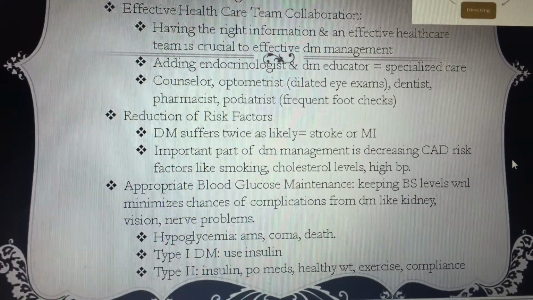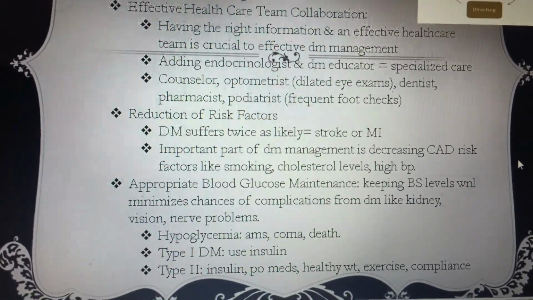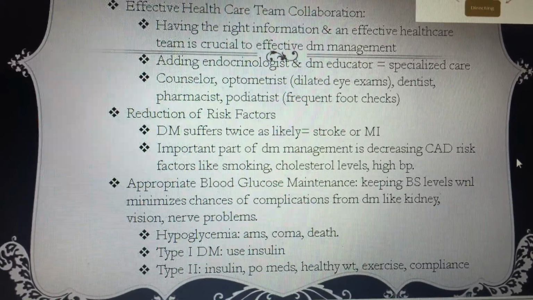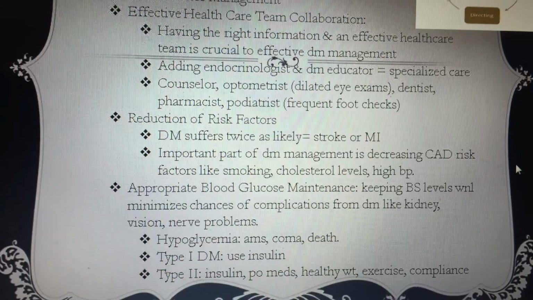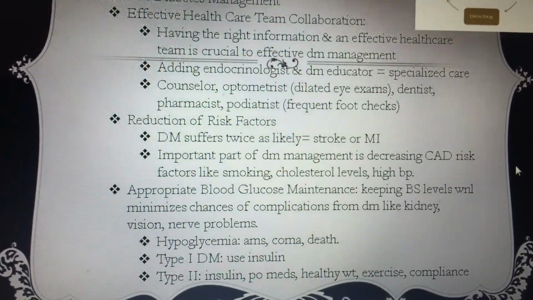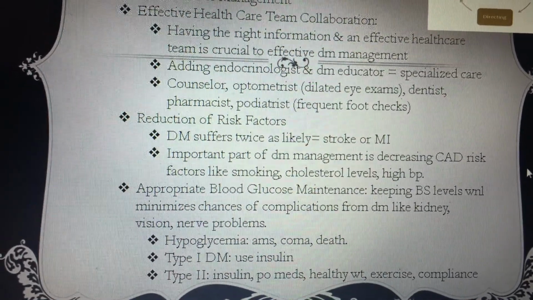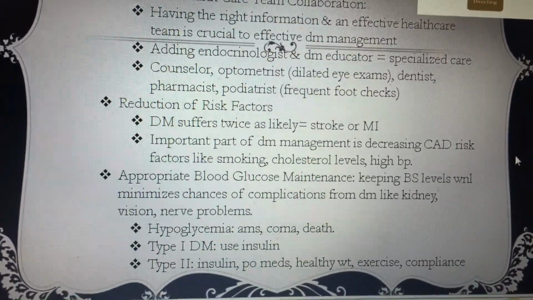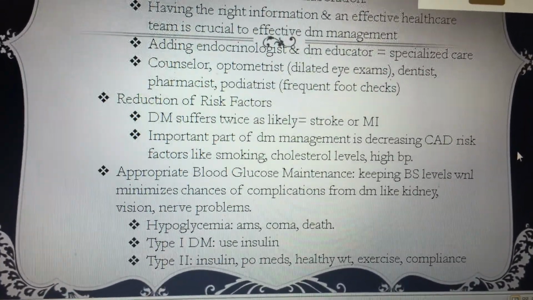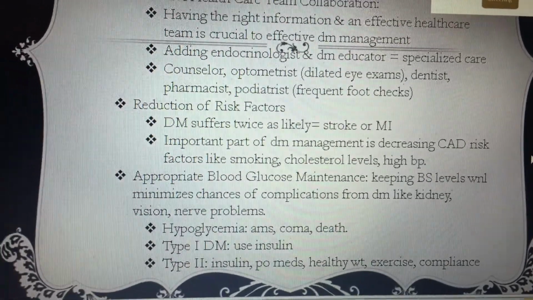Appropriate blood glucose maintenance is vital, keeping blood sugar levels within normal limits. It minimizes the chance of complications from diabetes, such as kidney failure, vision issues, nerve problems. Such issues as hypoglycemia can cause altered mental status, coma, and even death.